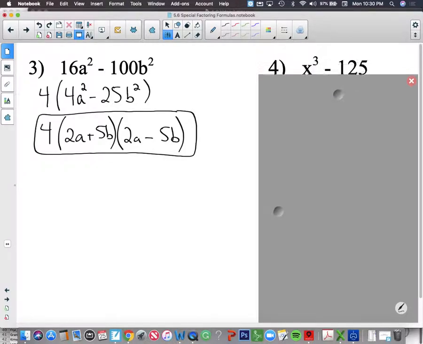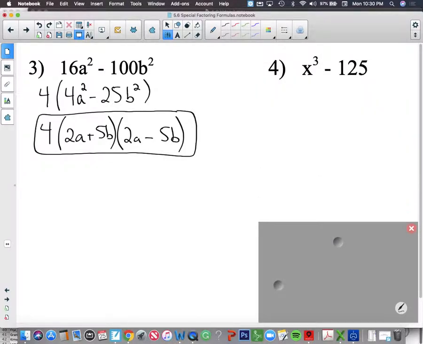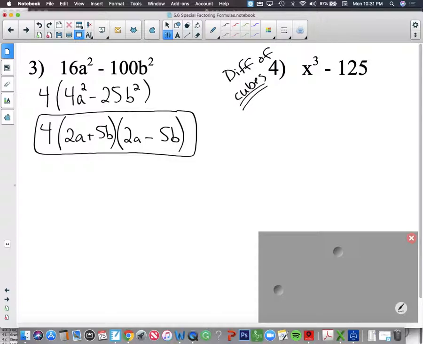Okay. Next one, example number 4 here. You don't have squares anymore. Now we're on to the cubes. So this one here is a difference of cubes. So we have to use that pattern. I'll write the pattern down here below, and I'll explain to you exactly how to use it.